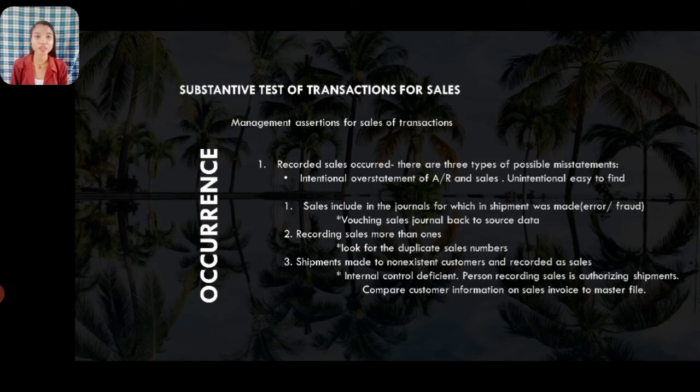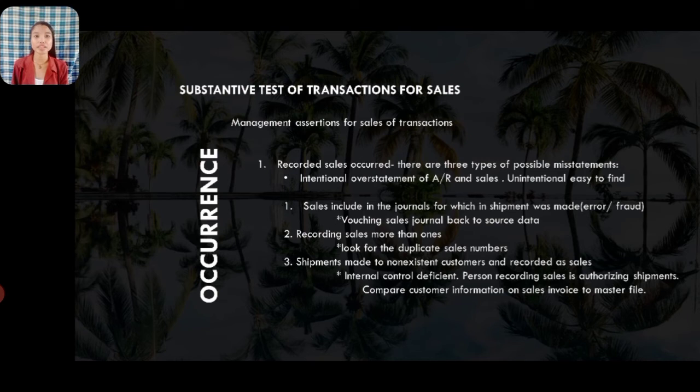The second one is recording sales more than once. You need to look back for duplicate sales numbers in order to minimize the number of such sales and record them correctly. The third one is shipments made to non-existent customers and recorded as sales. So you record sales with non-existent customers. The internal control is deficient when the person recording sales is authorizing shipment.